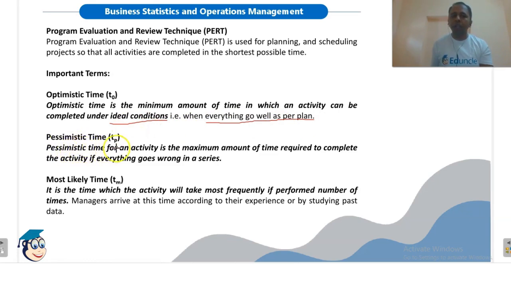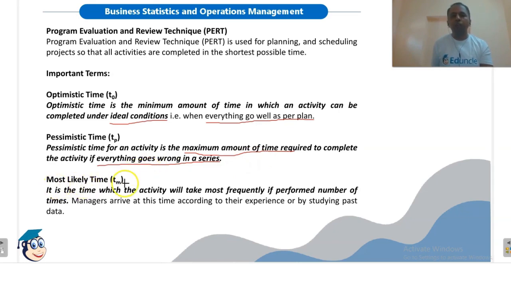Pessimistic time for an activity is the maximum amount of time required to complete the activity if everything goes wrong in a series. Now, if everything goes wrong, the workers will not come on time, there will be a power cut, there is untimely supply of raw material, there is a breakdown in the machinery also, then everything goes wrong in a series and the total time required to manufacture the goods will get delayed at each stage. So that time will be the pessimistic time.